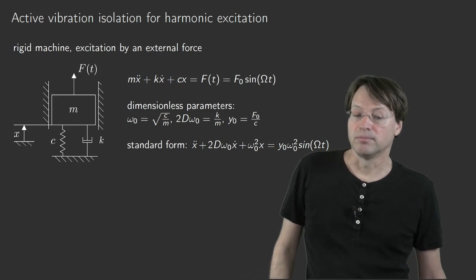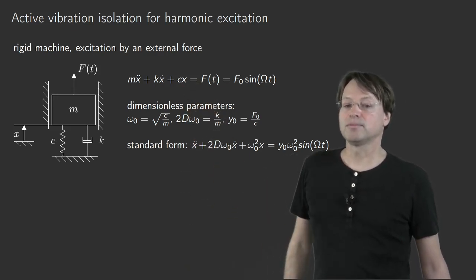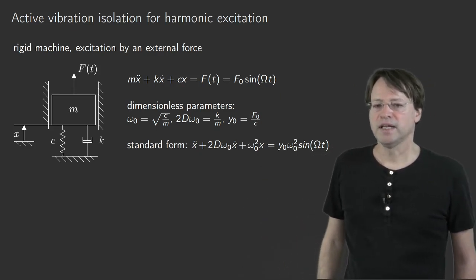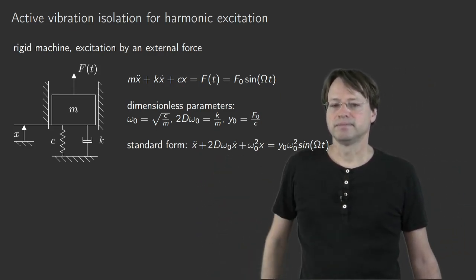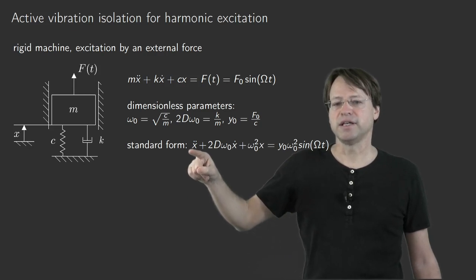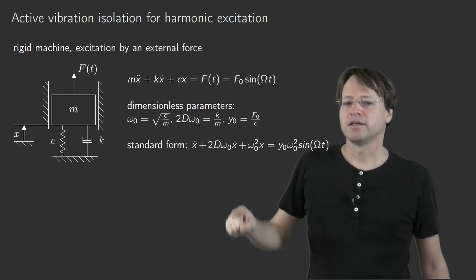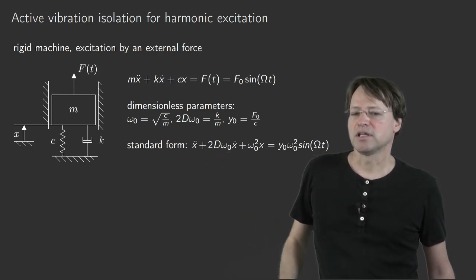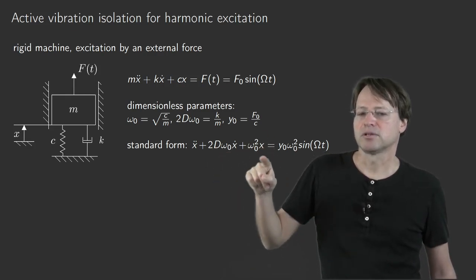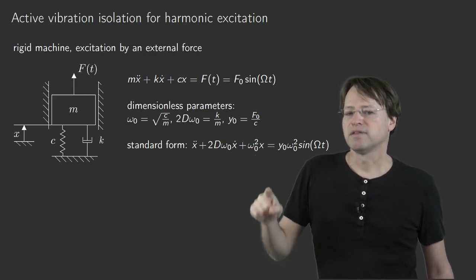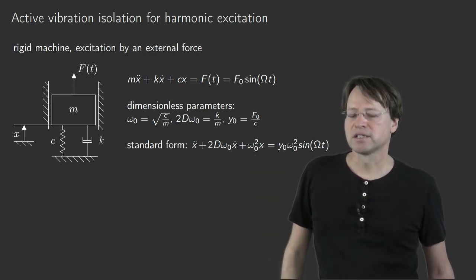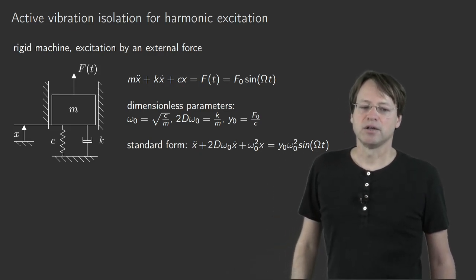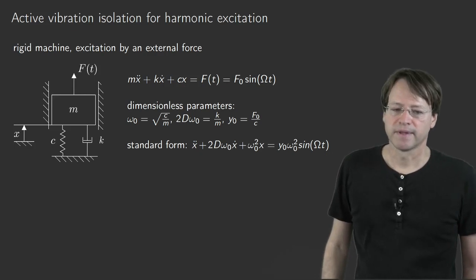So the standard form of the single degree of freedom oscillator with a harmonic excitation is given here. So you see that you have the acceleration of x, then you have the velocity multiplied by 2D omega naught, which is the damping term, and you have the restoring force of the spring given now by omega naught squared x, and on the right hand side you will find y naught omega naught squared sine omega times t.